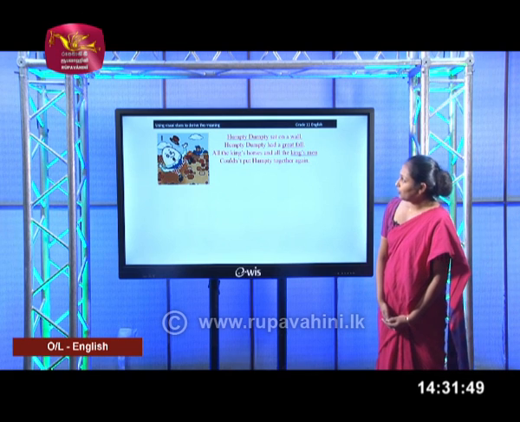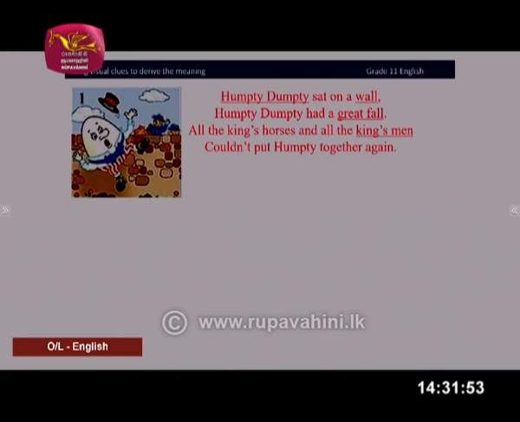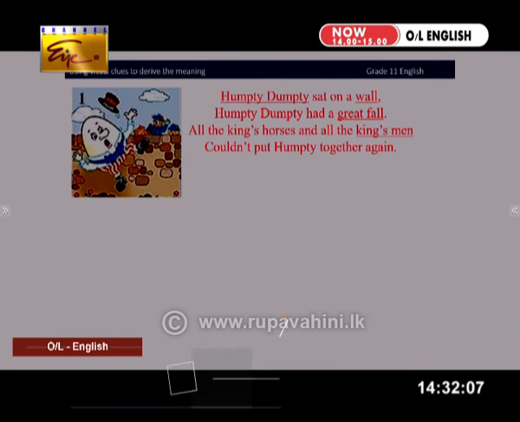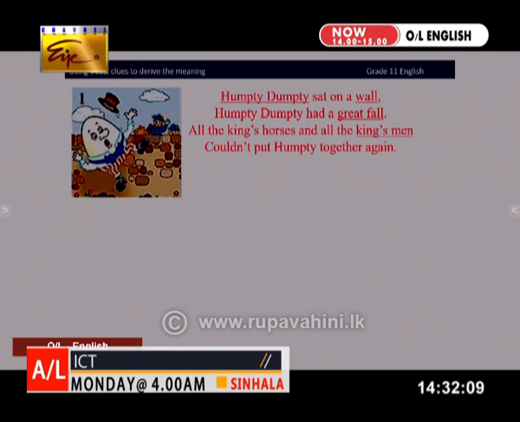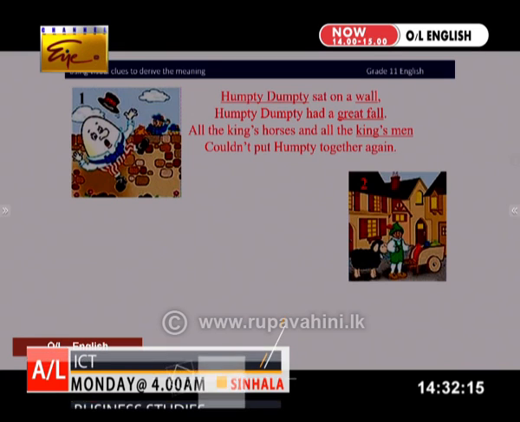Children, now look at these highlighted words. I have underlined some words. To understand these words, Humpty Dumpty, a wall, great fall, king's men, you can use the given picture. So you will find it easy to understand the words with the picture. Now let's look at picture 2. What is it? Can you guess the picture with the rhyme?